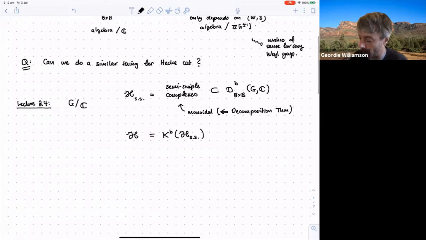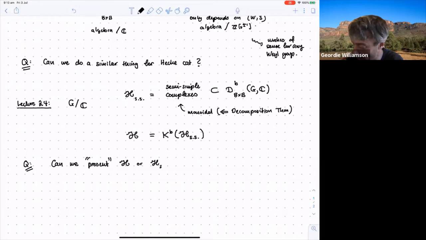And so a more precise variant of the question above is, can we present H, or H semisimple, by generators and relations? The Iwahori description of the Hecke algebra is a presentation of the Hecke algebra. Does H make sense for any Coxeter system?